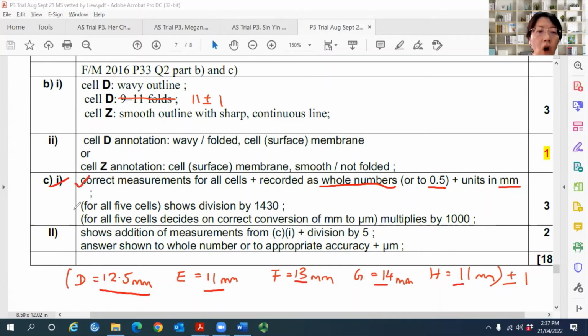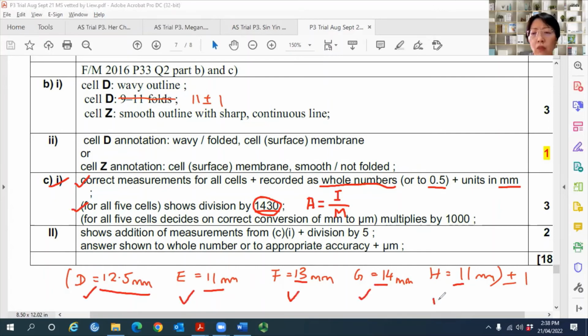Okay. For all the 5 cells, show that you divide each of them by 1430, which is the magnification, because the actual length of the specimen is the image length or diameter divided by magnification. So you have to show that you divide by this magnification. Some students didn't show, so they didn't get the marks because they didn't show the individual measurements.